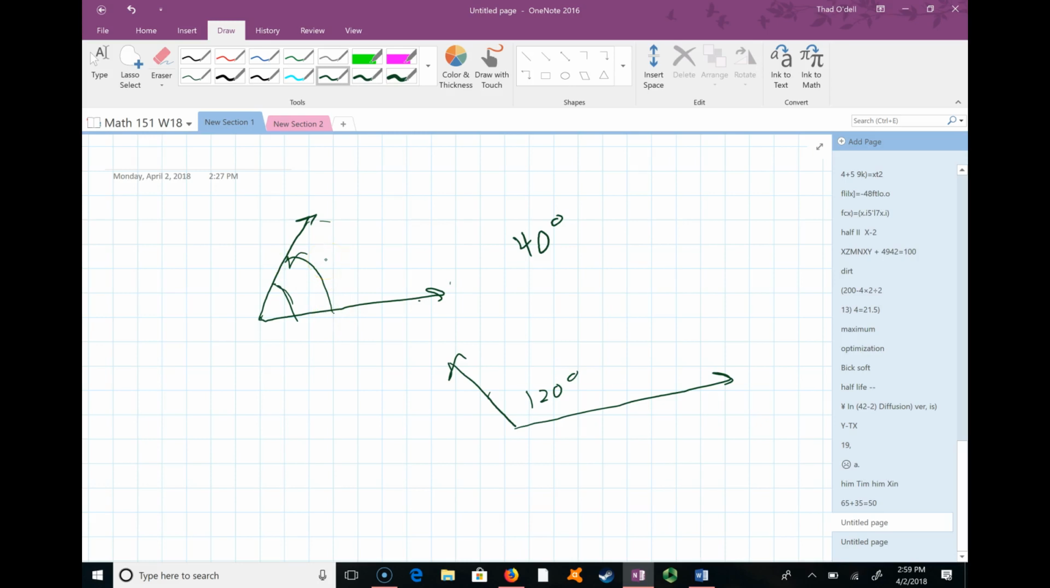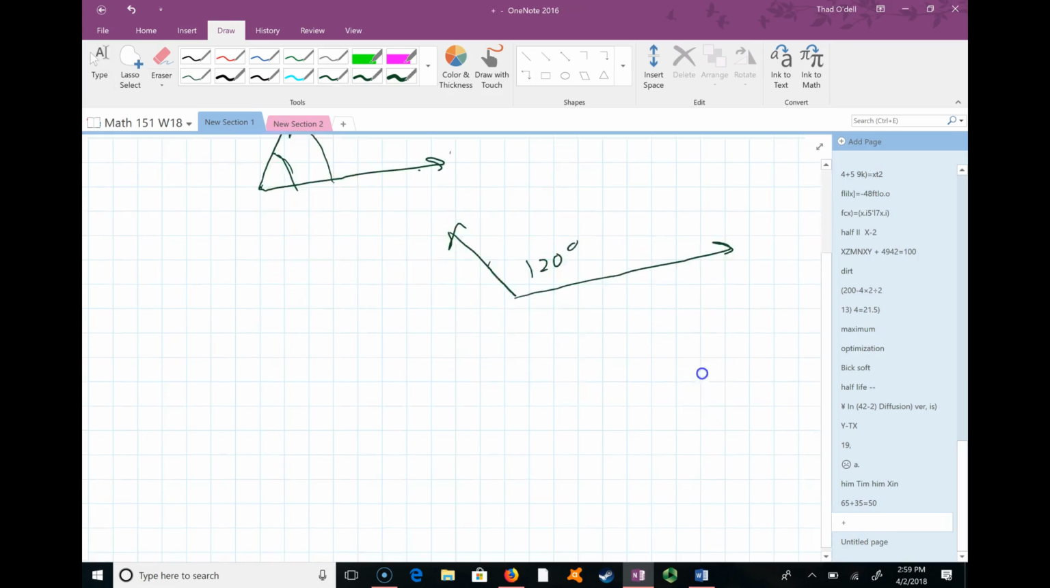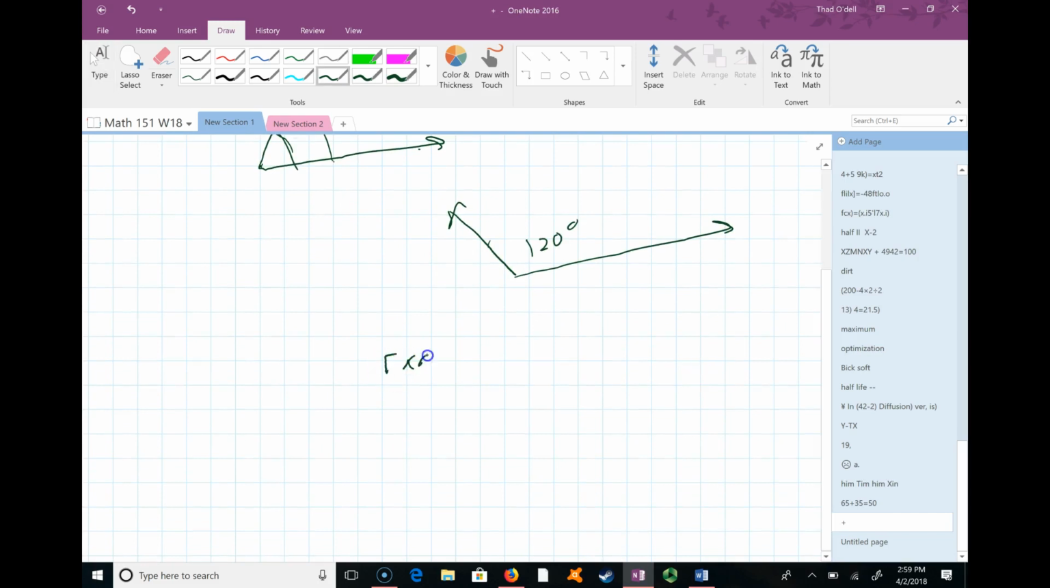Okay. But we also measure angles in radians. And usually we think of a circle when we're talking about radians. So if you have a central angle, which means that, again, the vertex is located at the center of the circle, you can measure an angle in radians. This would be about pi over 4 radians.